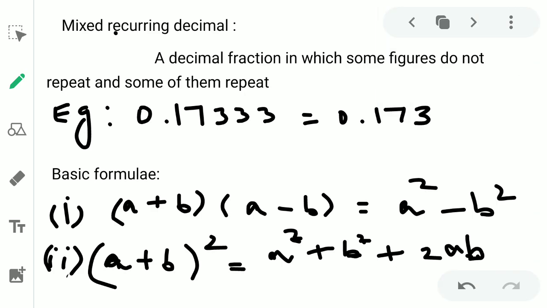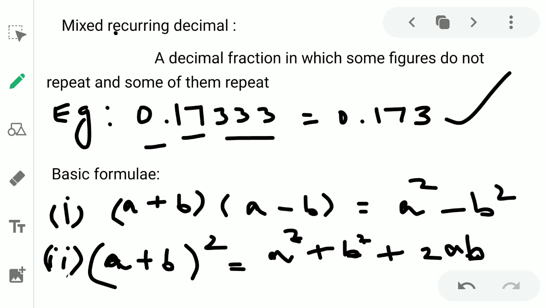Next, mixed recurring decimal. A decimal fraction in which some figures do not repeat and some of them repeat. So I will give you an example. 0.1733. In this, 17 comes only once, and 333 goes on, but they have stopped at 333. Okay, this is the answer.